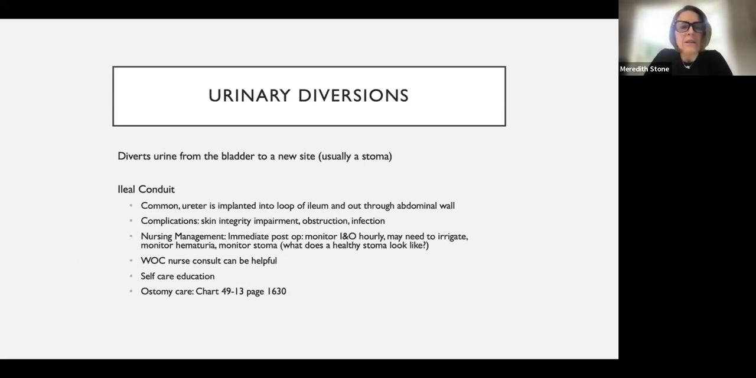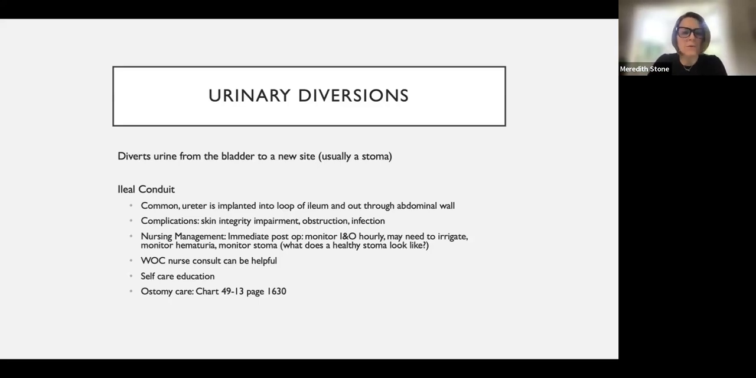So if they needed to remove the bladder, they can create urinary diversions, right? This is going to be just like we talked about with the GI system. They're going to divert the urine. So if they've removed the bladder, the kidneys are still connected to the ureter, and the urine is going to be brought out to the outside of the body, usually creating a stoma through the abdominal wall. And that's what they will call an ileal conduit.